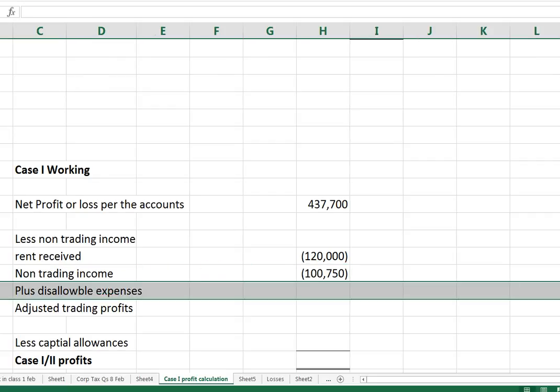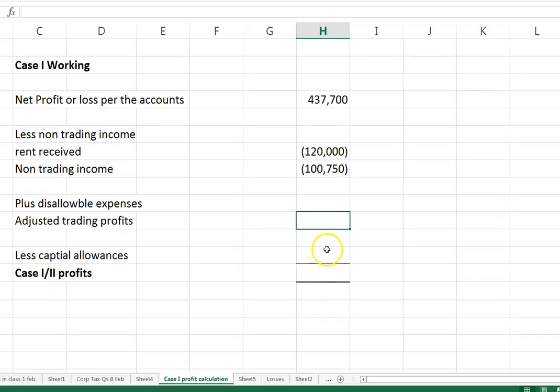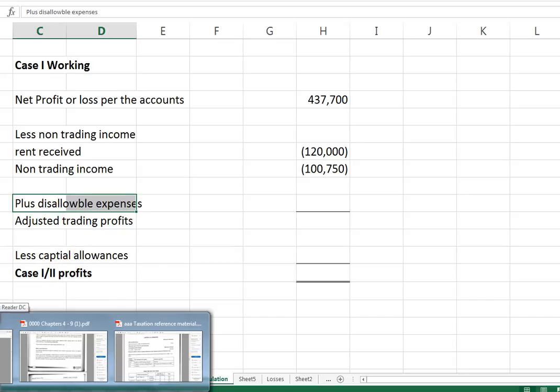Then to that we add disallowable expenses, and when we do that we get our trading profits, and from our trading profits we take capital allowances, and that gives us case 1. So for the disallowable expenses, there could be 10-12 add backs that we have to add back. An average figure per question, I'd say, is 8 to 10.